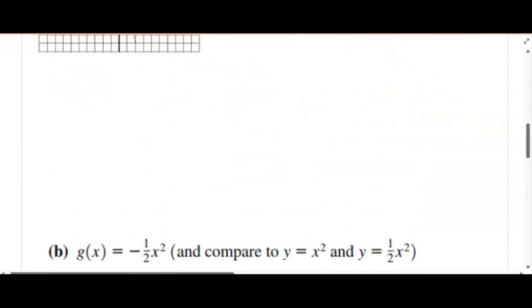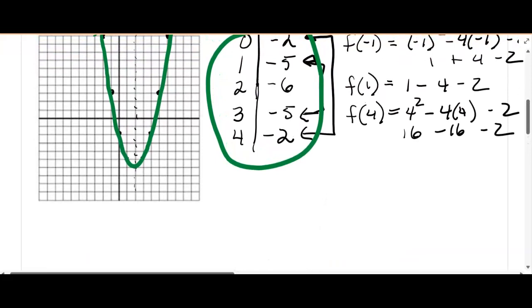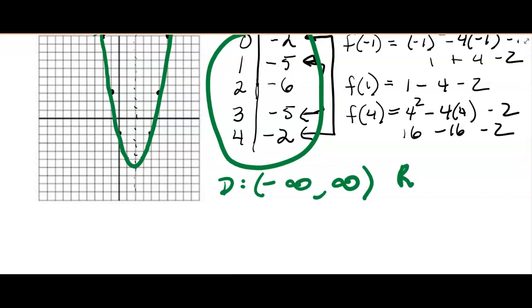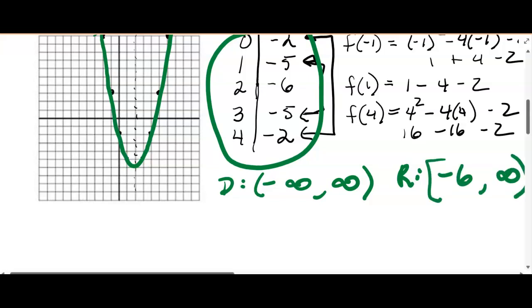They want us to, oh, we didn't do the domain and range, darn it. Okay, so the domain here was all real numbers. And the range, remember you have to go from the bottom, which is right here. Our lowest point was -6. And it was facing up, so up to infinity. Okay, that's a parenthesis there.